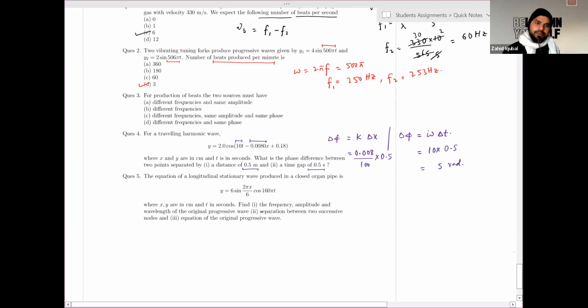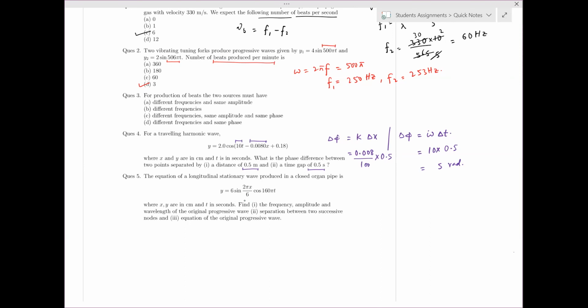Now, in the last question, we have y equals 6 sine(2 pi x by 6) cos(160 pi t). So in this part, we have two different functions connected together, or we can say the kx part and the omega t part are written separately. So it must be a standing wave. Is it clear? Yes, sir.